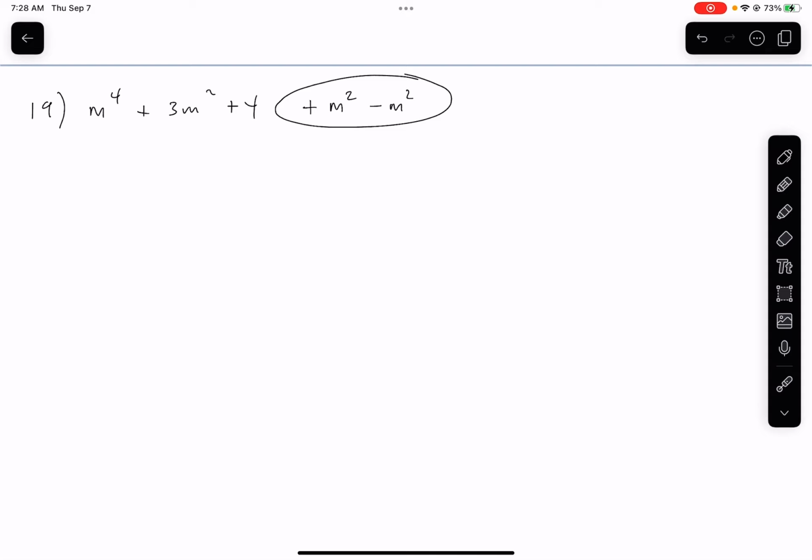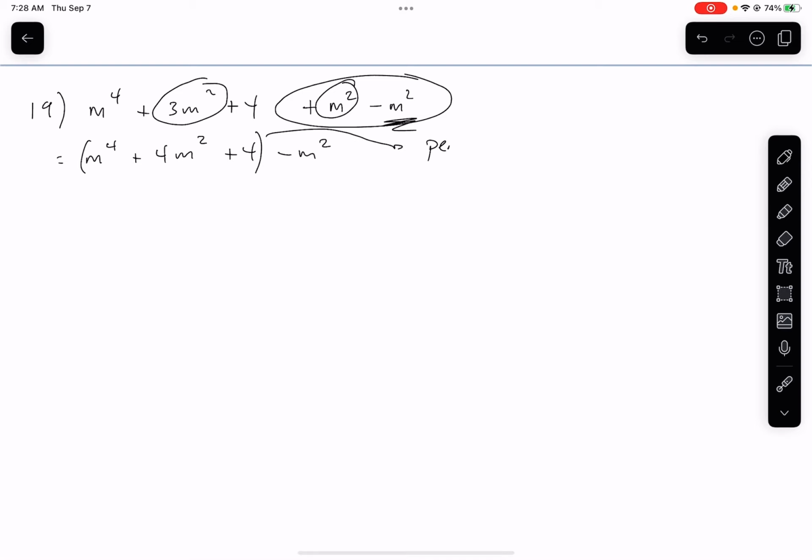Okay, when I do that, I can combine that m squared with the 3m squareds that are already in the question, and it's going to turn into m to the power of 4 plus 4m squared plus 4, and then you're still going to have this leftover minus m squared on the end. Now when I look at the first 3 terms individually, that is a perfect square trinomial, and we know how to deal with that.